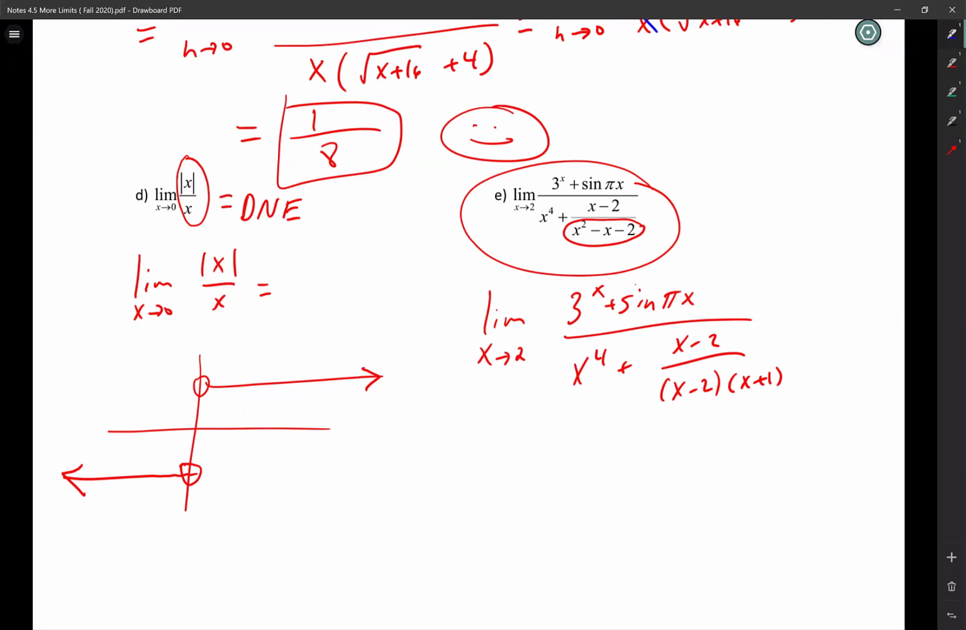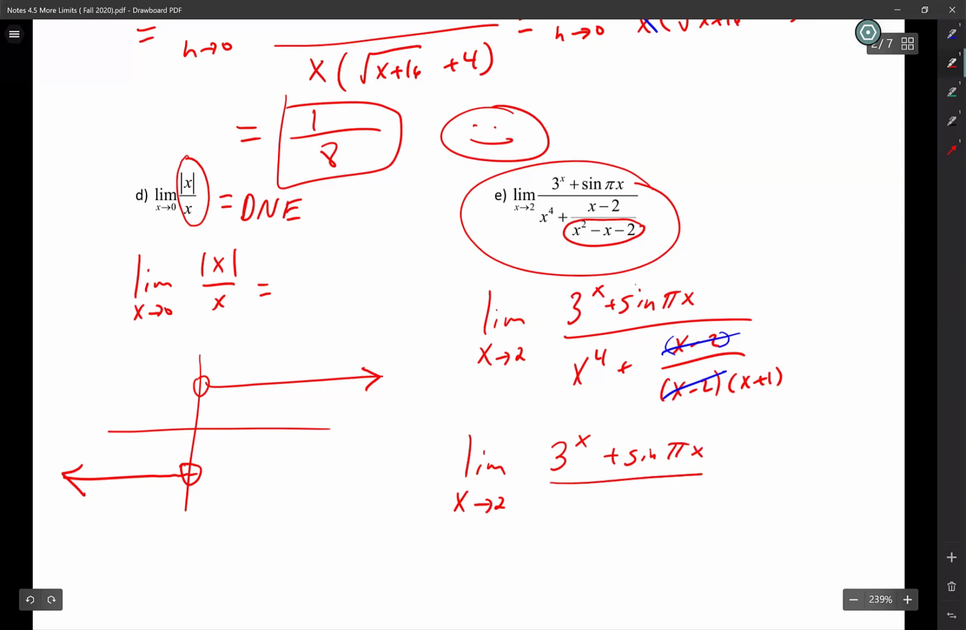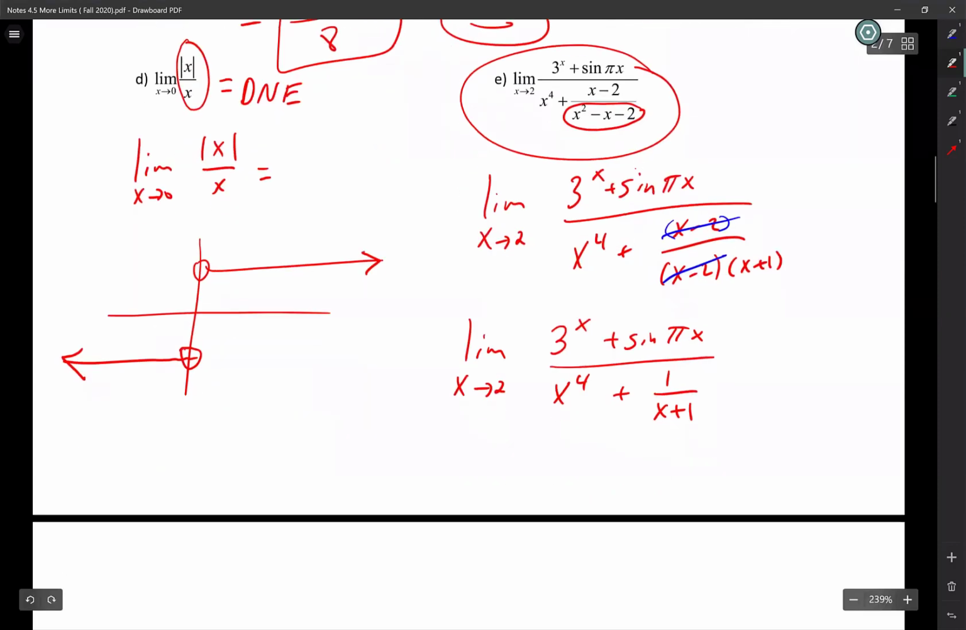I'll give you guys a few seconds to catch up. And then once you do that, the x minus 2's cancel out. And now that I have those x minus 2's canceled, I think I can do direct substitution now. So let's see. Limit as x approaches 2 of 3 to the power x plus sine pi x over x to the 4th plus 1 over x plus 1. Yes, I can do direct substitution without a problem.